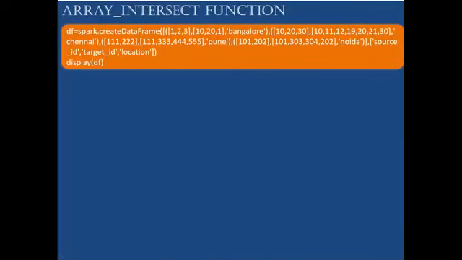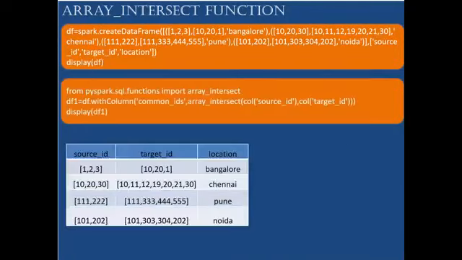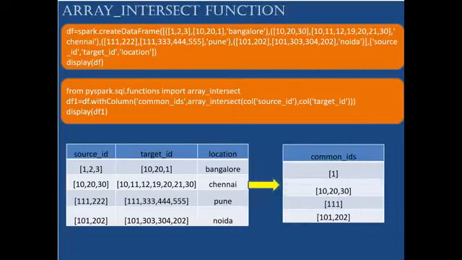Array_intersect function. What array_intersect will do is take the common values between the source and target. You want to know the jobs which completed successfully, which have a record at the target side as well. You just want to compare source and target to get common IDs. Here you see 1 is the common ID, 10, 20, 30 are common, 111 is common, and 101 and 202 are common IDs. Earlier we took only the records which are available at the source ID. Now we are taking the records which are available on both sides.